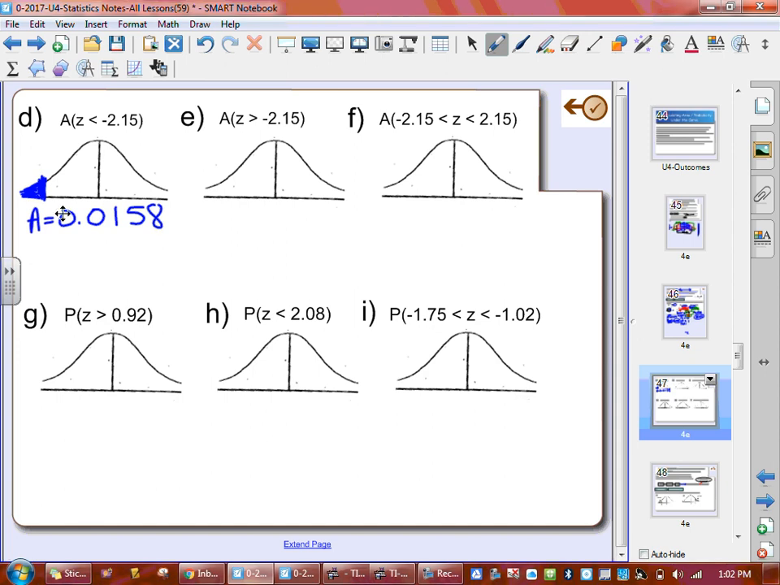Now we're going to times it by 100 and find out how much is there. The percent is 1.58% of the data is shaded. So again, it's a small region. It should be a very tiny number.